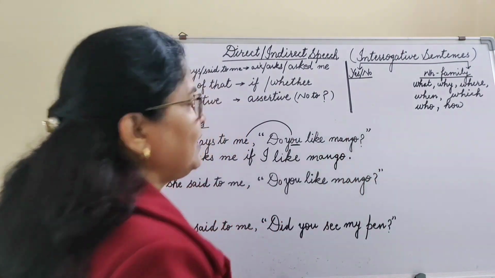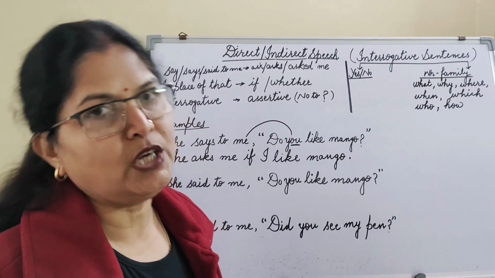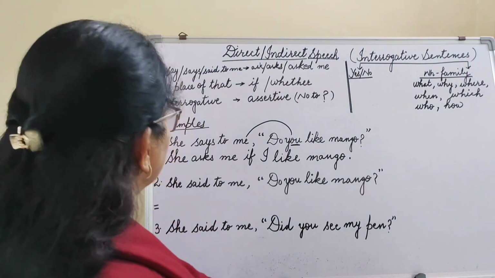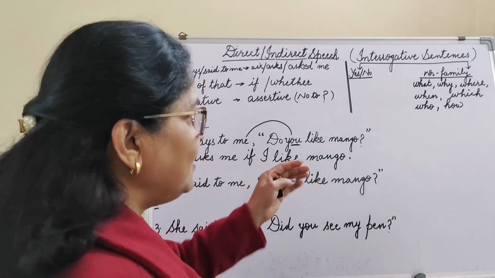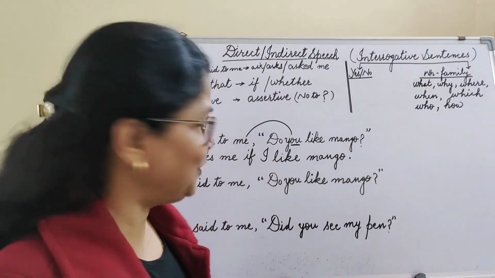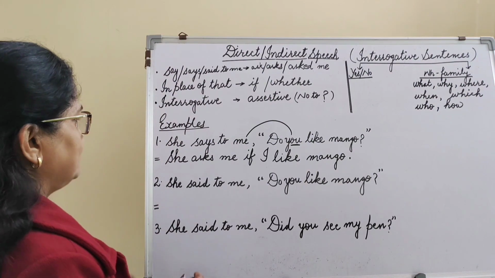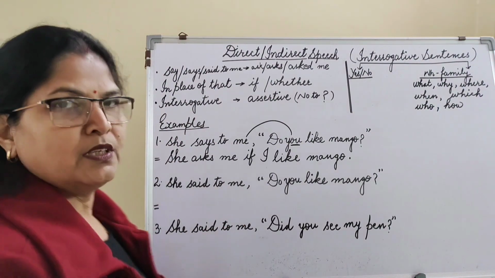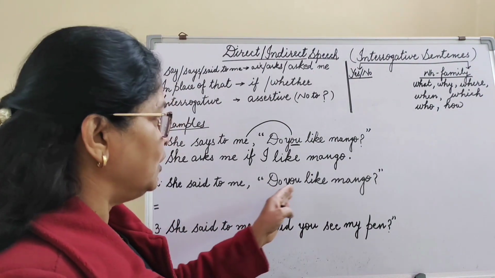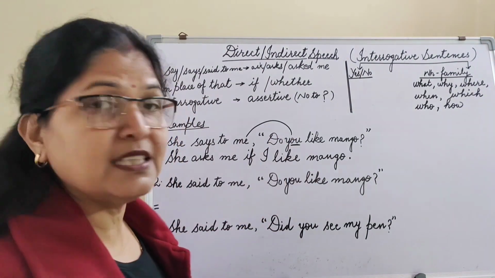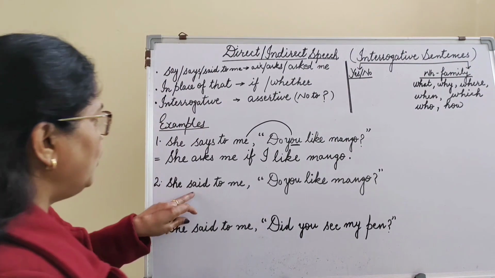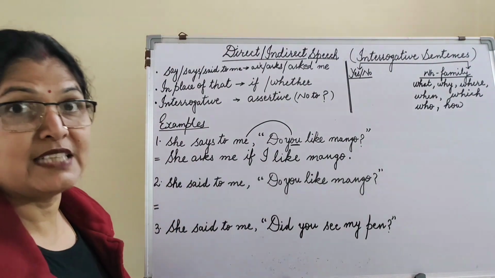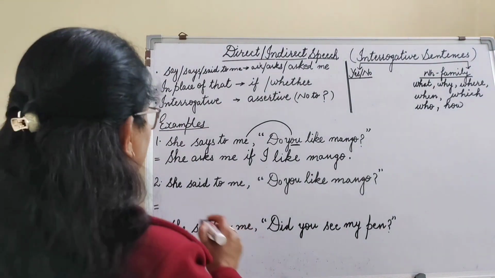And no question mark. Here it will be a full stop because now you have changed it. So what it became? She asks me if I like mango. Okay? And second sentence. She said to me, "Do you like mango?" Again I have written the same sentence. So what difference here? Only says has changed. It has become in past tense. So what we will write?